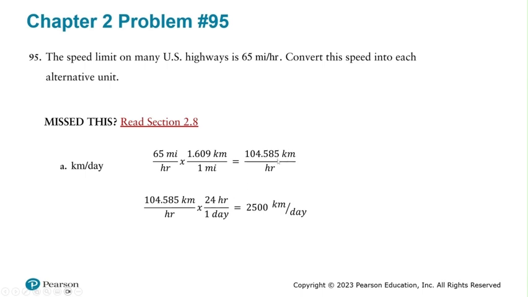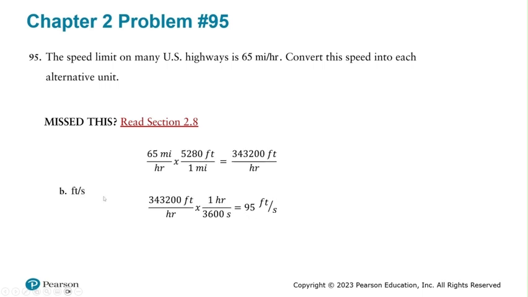Now that I have my top unit correct, I have kilometers, I need to convert hours to day. Well, there's 24 hours in every day, so our hours will cancel out or multiply by 24. We'll get some decimal, but we're going to round that decimal to two significant figures, and we'll get 2,500 kilometers per day.